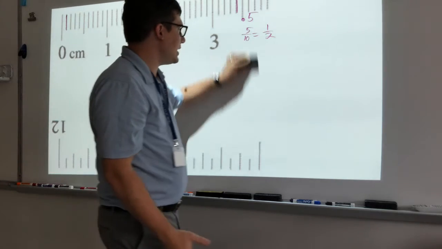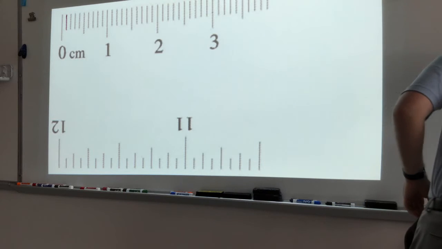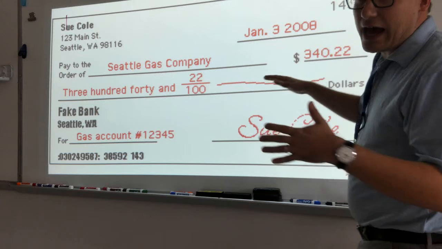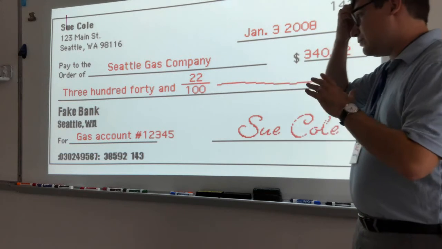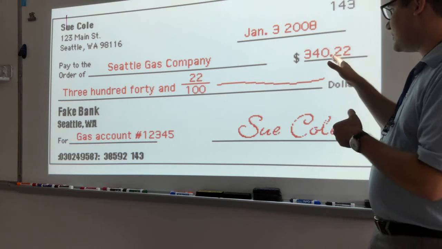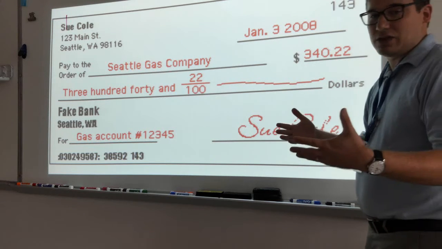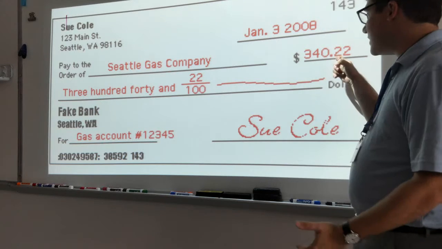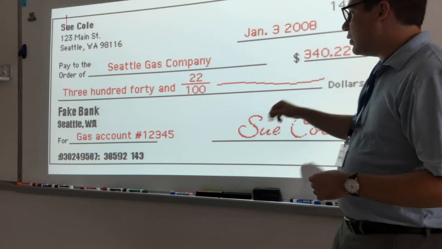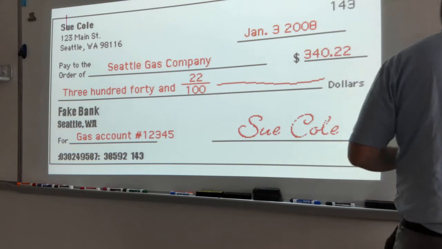I'm going to show an example, right? A very common example, or maybe not as common nowadays. This is a check, right? People used to write checks a lot. Now you don't see as many checks. You'll notice that the dollar amount, they have 2 decimal places. A lot of prices of things, and when you're dealing with money, it goes out to 2 decimal places. So 0.22, they write that as 22 over 100, right?